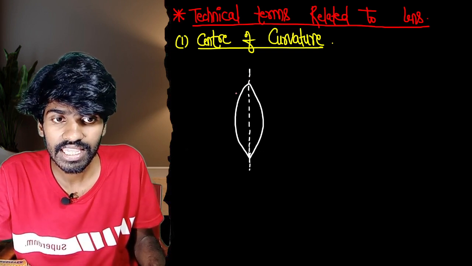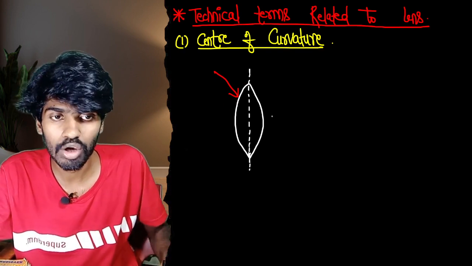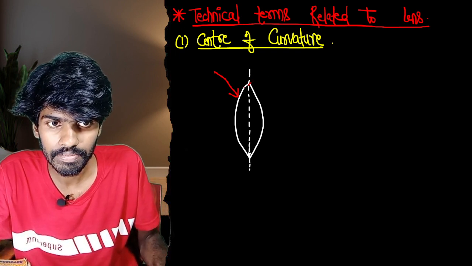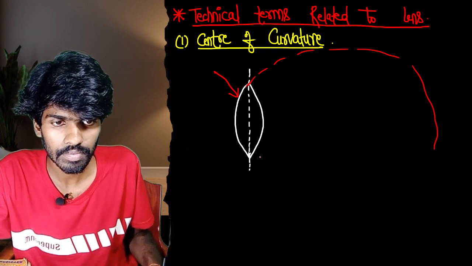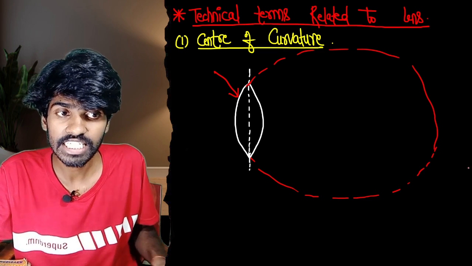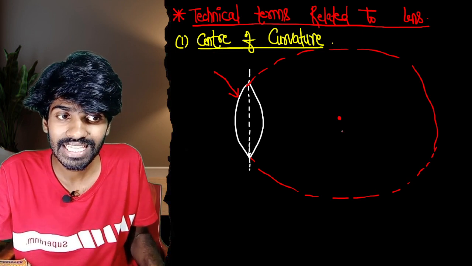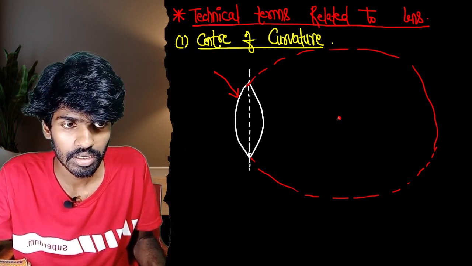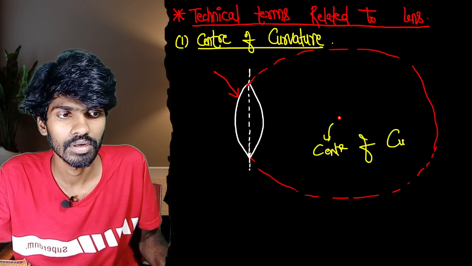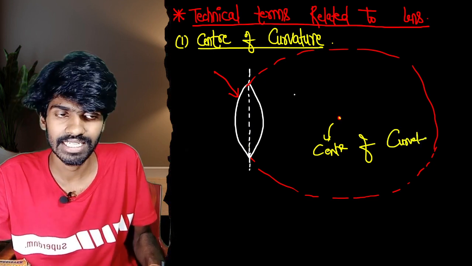Now the surface is part of a sphere, and if we complete that sphere like this, the center of this sphere, this point, will be known as center of curvature. So this point is known as center of curvature. You can write center of curvature. This is the point of which that lens surface is a part.